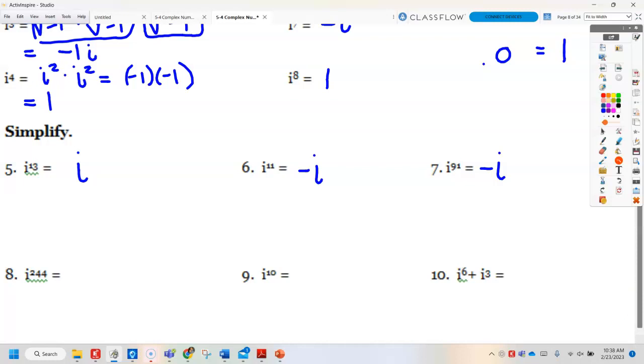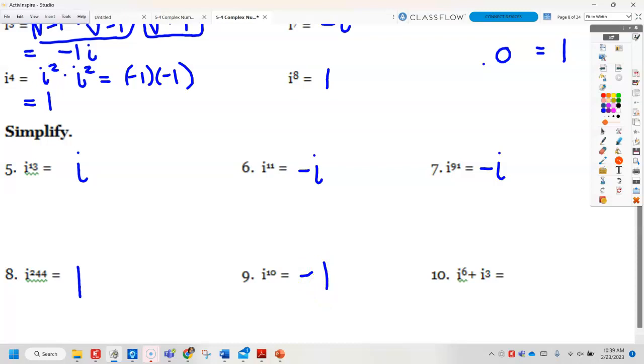244 divides by 4, therefore it is a power of 4, therefore it is equal to 1. 10 is 0.5, it is 2 after 8, therefore i squared, therefore negative 1.